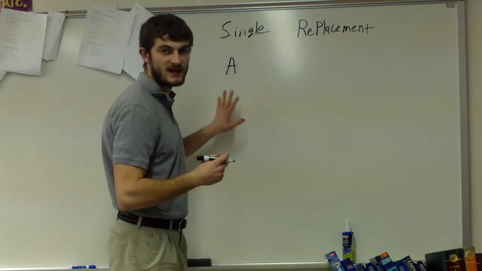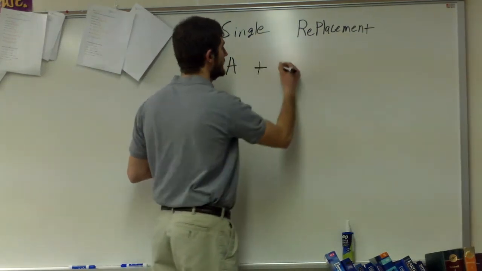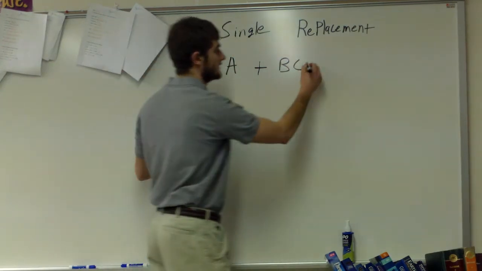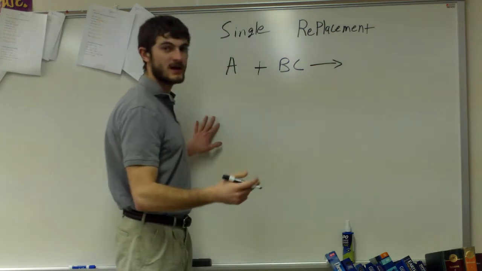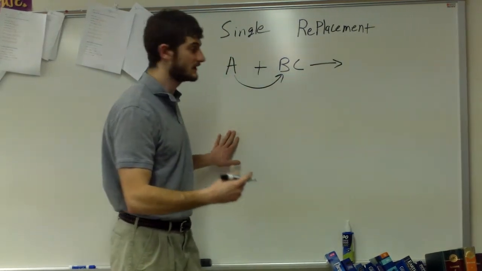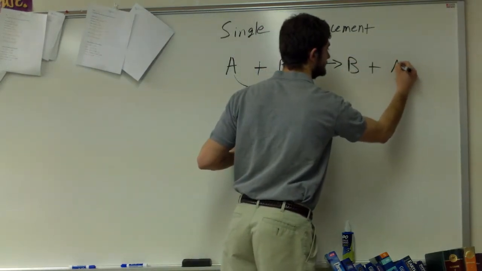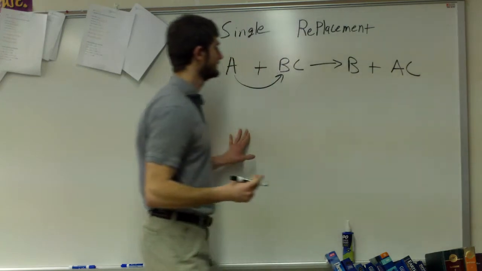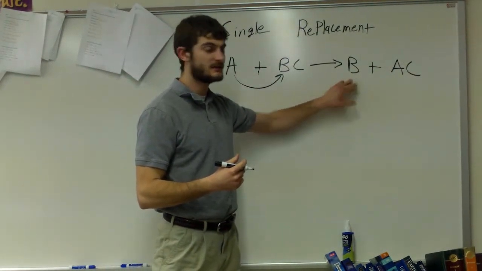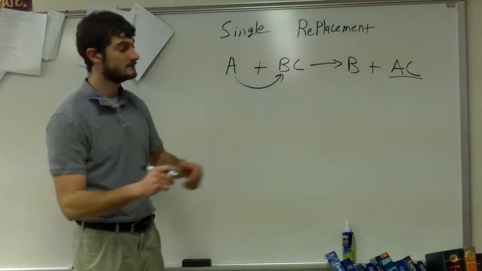So in a single replacement reaction, we're going to have A as its own element reacting with a compound BC. And just like the name implies, A is going to replace B in the compound. So A replaces B, B is now by itself as an element, and AC is formed as a new compound.